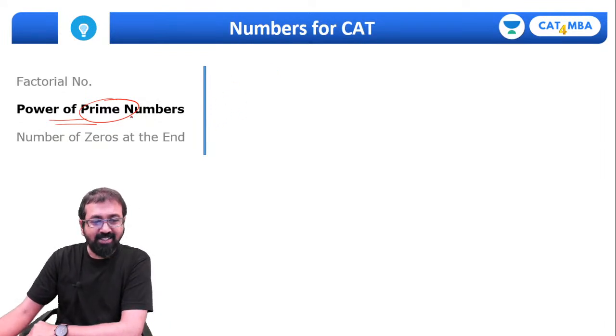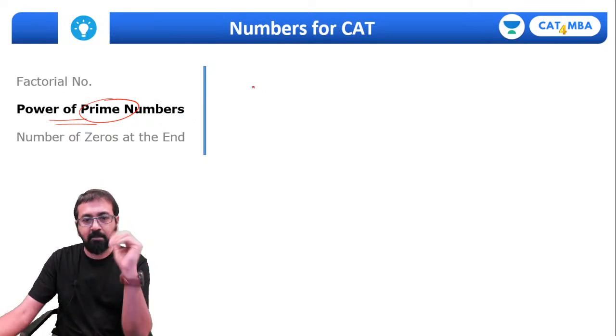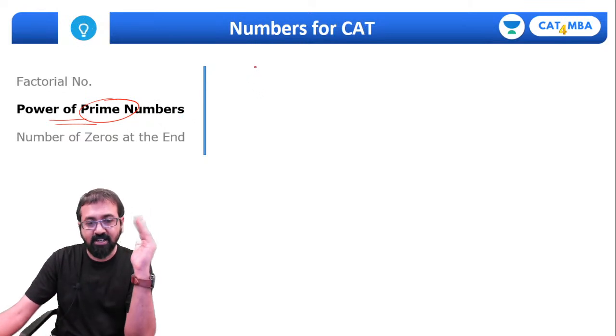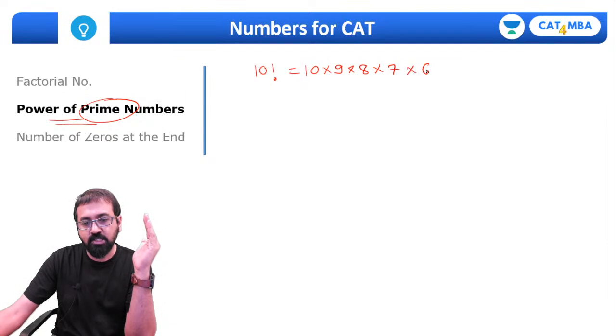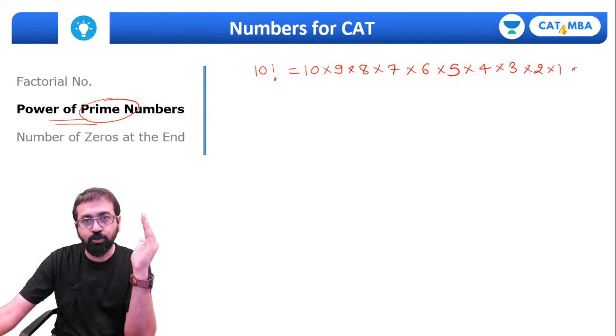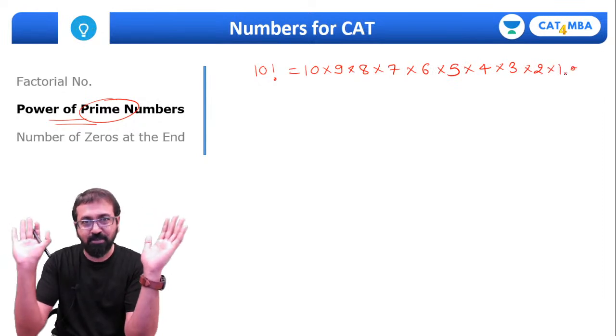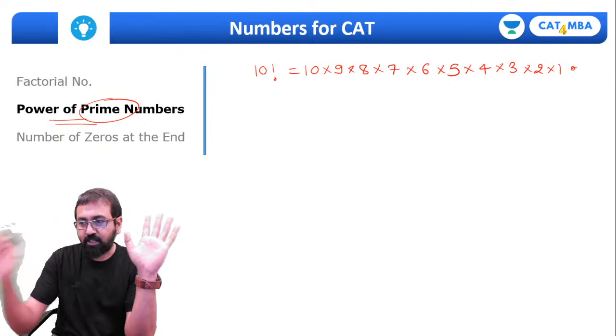Great. So let's quickly understand how to find out the power of a prime number in the given factorial number. It's a very simple concept, guys. But before that, let me take a number, 10 factorial. So what is 10 factorial? It's 10 into 9 into 8 into 7 into 6 into 5, 4, 3, 2, 1, right? I'm not going to ask you to find the value of this. It's a huge number, but you understand what 10 factorial is.